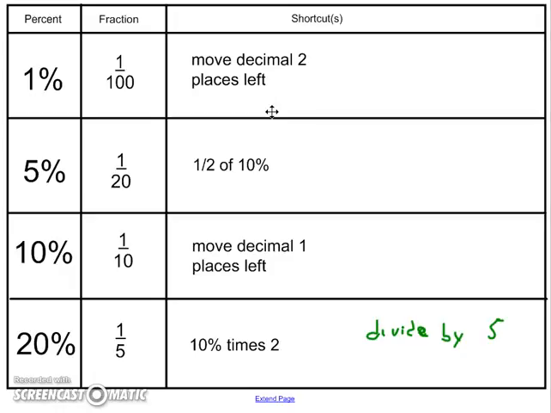These are some of the common ones, and we can also combine them. Like if I want 15%, I could find 10% and 5% and put them together. If I want 80%, I could find 10% and then multiply by 8, and that would give me 80%, and so on.